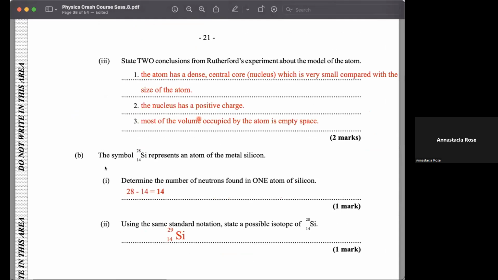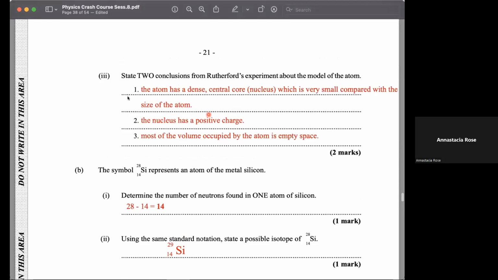Now this, with mass number 28 and atomic number 14, represents an atom of the metal silicon. Now we have to determine the number of neutrons found in one atom of silicon. Neutrons are found by subtracting the atomic number from the number of both protons and neutrons. So we subtract these, and then we get the number of neutrons. So 14 from 28 is 14.